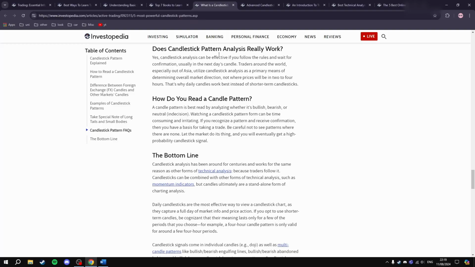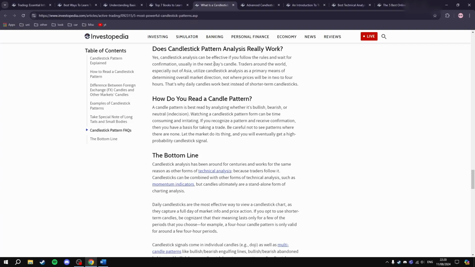Does candlestick pattern analysis really work? Yes, candlestick analysis can be effective if you follow the rules and wait for the confirmation, usually in the next day's candle. Traders around the world, especially out of Asia, utilize candlestick analysis as a primary means of determining overall market direction, not where prices will be in 2 to 4 hours. That's why daily candles work best instead of shorter term candlesticks. Right, okay, so determining overall market direction, not where prices will be in 2 to 4 hours.